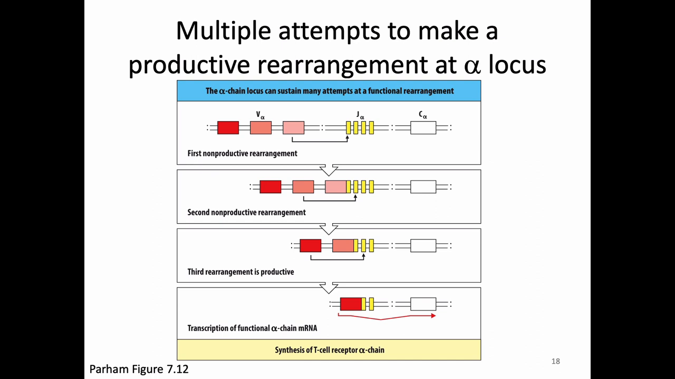Also, super weirdly, about 20% of T cells do not have perfect allelic exclusion at alpha. So some T cells make more than one alpha chain. Alpha seems to not allelically exclude perfectly. So that's annoying.